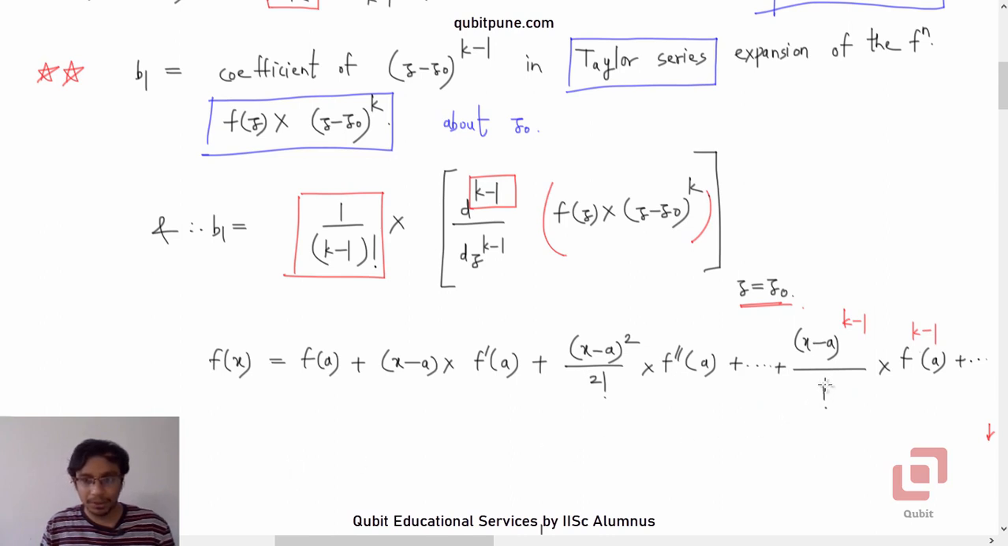Then we have 1 upon (k minus 1) factorial multiplied by the (k minus 1)th derivative of the function at a, and in this case x is being played by z and a is being played by z naught. So this is how we get the formula for b1 at a pole of order k.